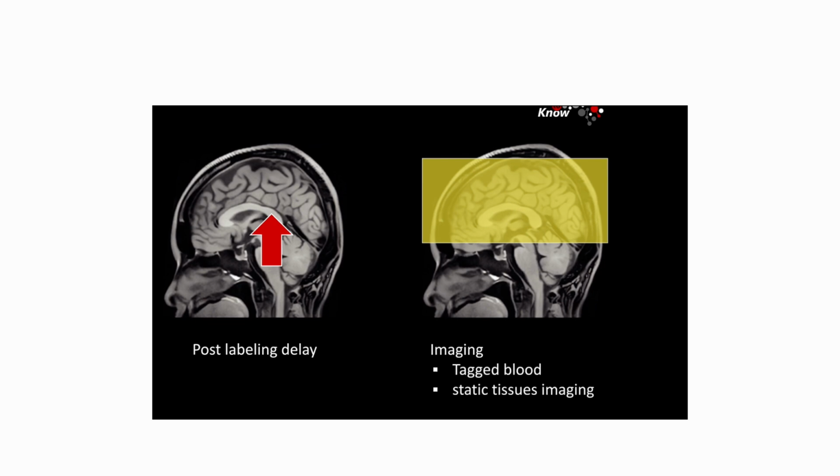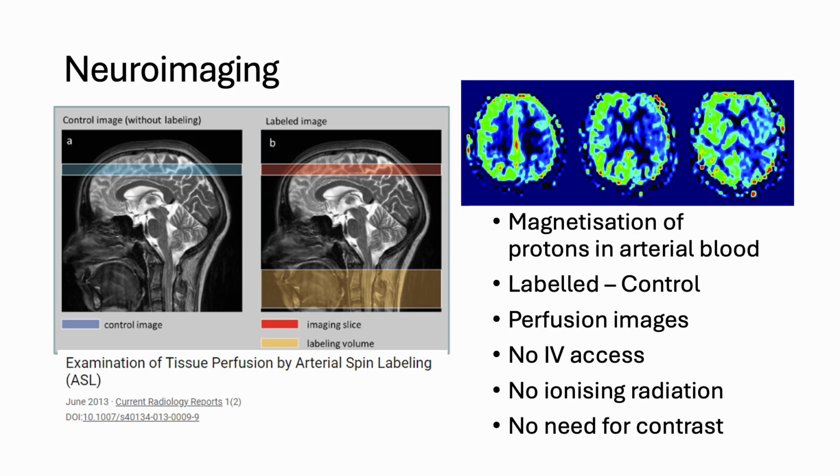And once the protons within the blood are selectively inverted at the point of an imaging slab, you then have a post-labeling delay, following which downstream or in the brain upstream measurements are taken, and these resulting images are then compared to a control image without the inversion pulse. Subtraction between the labelled and the control images produces perfusion data, which essentially looks like this.